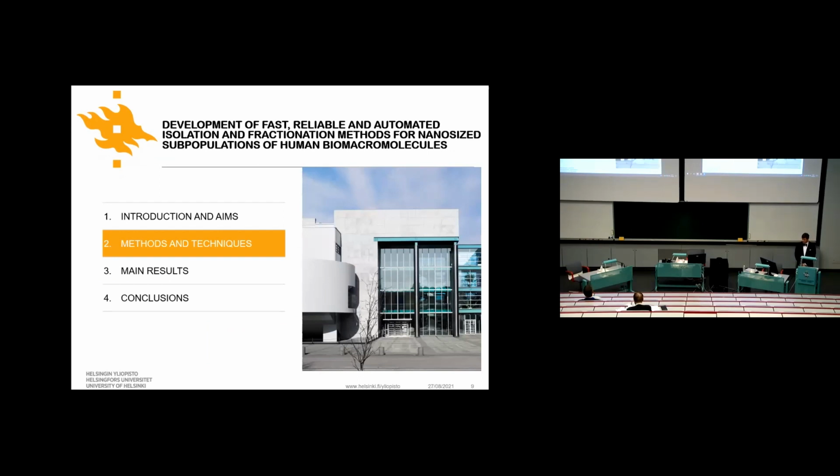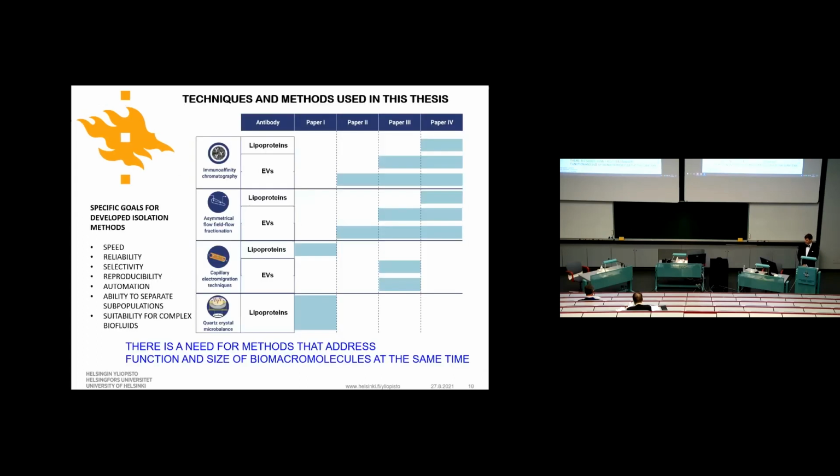Now, if we go further to the methods and techniques utilized in this dissertation, there were 4 main techniques. First was immunoaffinity chromatography. Second was asymmetric flow field-flow fractionation. Then, to study interactions, we utilized capillary electromigration techniques, and we also utilized quartz crystal microbalance.